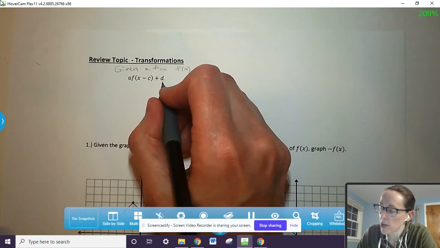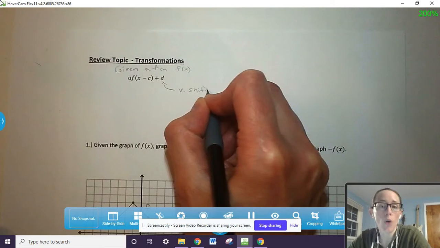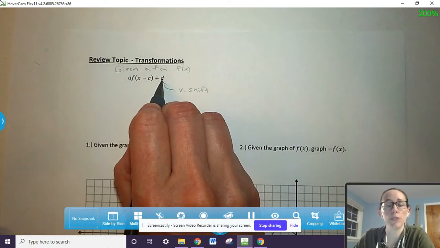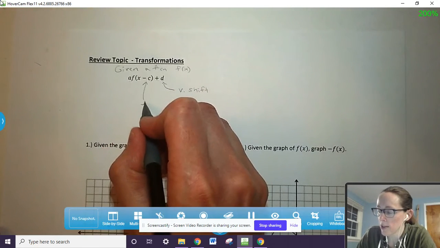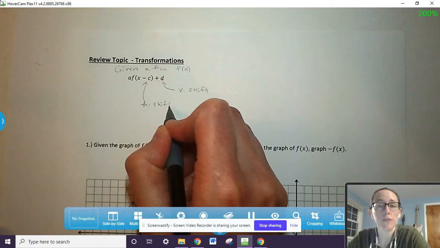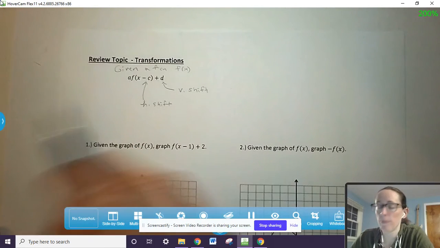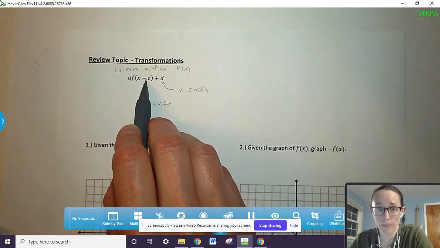So if we add or subtract a number outside, that's going to be your vertical shift, and that one works the way you want it to. If you see plus a number, it moves up. If you see minus a number, it moves down. This minus c inside is going to be your horizontal shift. That's going to move your graph left and right. And that works the opposite of what you expect. That's why that minus is there. So if you see a plus, you move to the left. If you see a minus, you move to the right.